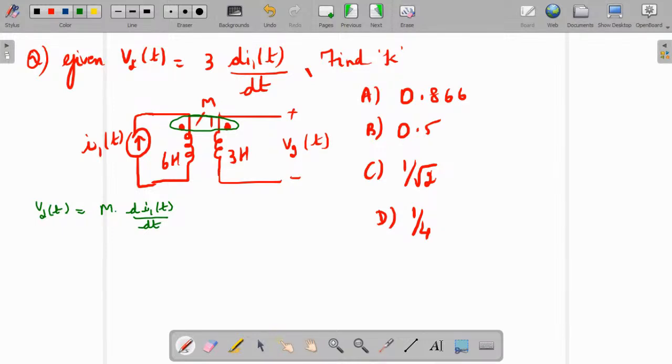ஓகே. ஸோ கம்பேர் பண்ணுங்க. V2 of t is equal to 3 times di1 of t by dt. ஸோ டைரக்டாக we can write m is equal to 3. So what about the coupling coefficient? It becomes m divided by square root of L1 L2. So which is equal to 3 divided by square root of 6 into 3. Right? So answer will be 1 by root 2. Okay, option C is your right answer.